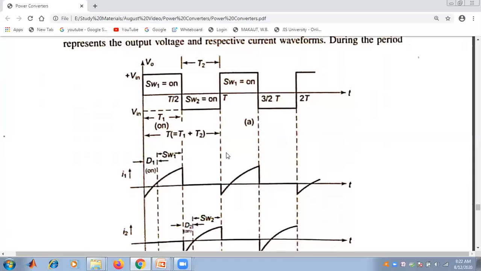The frequency of the rectangular waveform that we have obtained is given by frequency equal to 1 by T, where T is the total time period. So by controlling the time period T, the frequency of the inverter output can be varied. We cannot turn on the two switches, switch 1 and switch 2, simultaneously because it may lead to a short circuit of the inverter input supply.